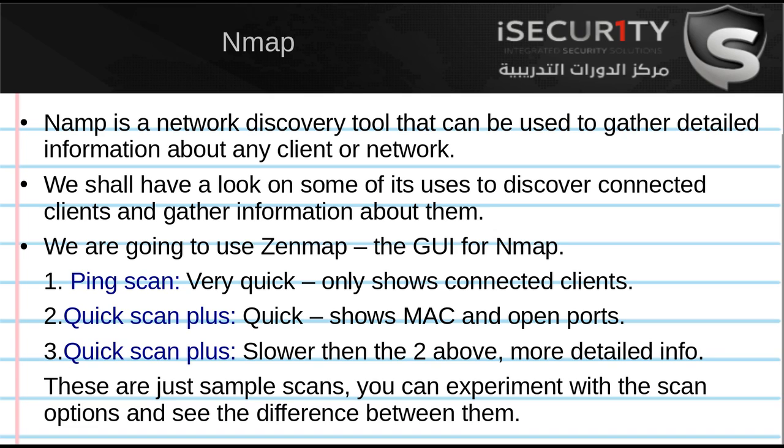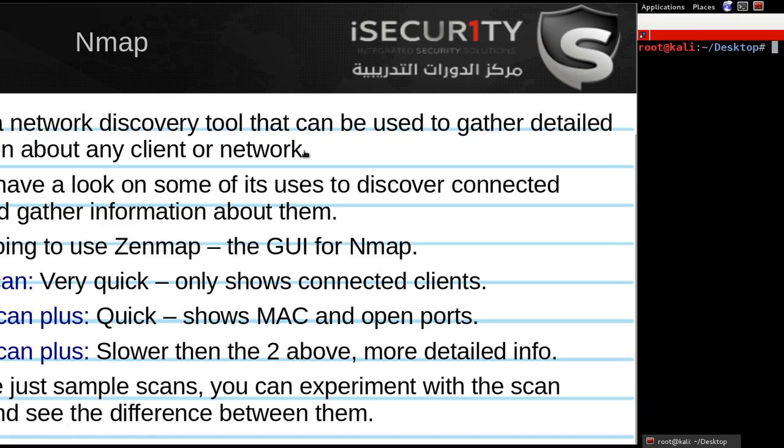So there are books and courses that are specific to Nmap only. In this course, we're only going to have a quick look at Nmap to show you that it's very useful, and to show you some of the basic Nmap commands to discover clients that are connected to our Wi-Fi network, and discover the open ports in these clients. We're going to use Zenmap, which is the graphical user interface for Nmap, and let's see how we do that.